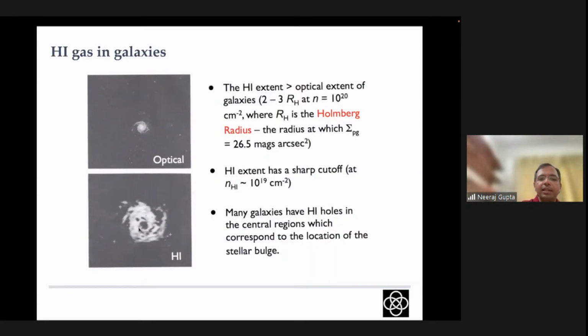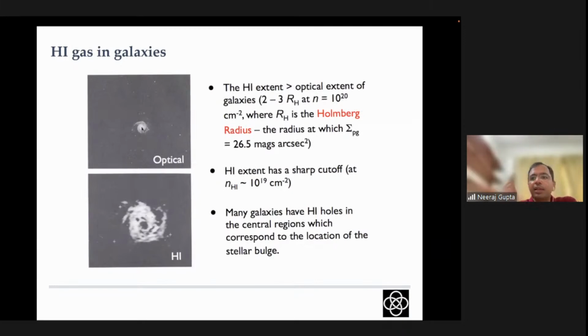But if we look at it in, for example, carbon monoxide, which is a very nice tracer of the molecular gas in galaxies, we will find that there's a lot of molecular gas there. So this hole is not here because most of the gas is ionized. It is because most of the gas is actually in the molecular phase. And if we also look at it in the optical, this image is not zoomed in enough to show you the detail, but you can anticipate that there is a lot of vigorous star formation taking place in the central region.